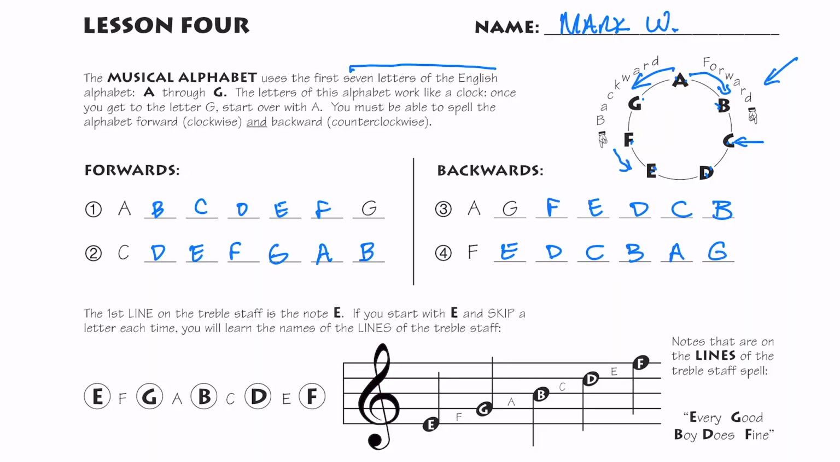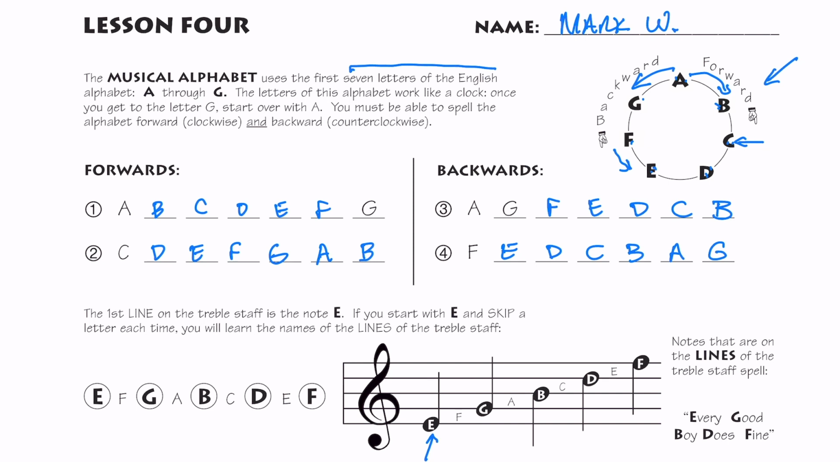Now, we use the musical alphabet on the staff to name the notes. The first line of the treble clef is the note E. So this is just kind of arbitrary that we're going to start on the note E on the bottom line. Bass clef uses different note names for different lines and spaces.